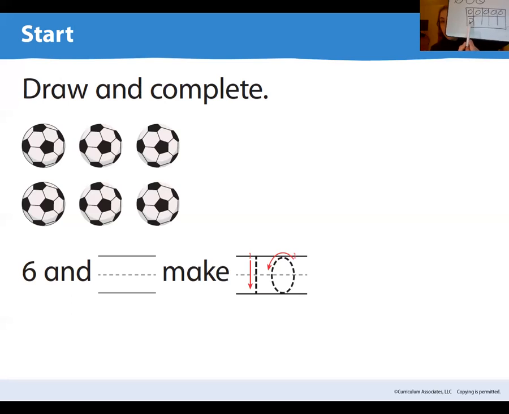Right now we have, it looks like 1, 2, 3, 4, 5, 6 soccer balls. So 6 plus what equals 10? I'll give you guys a second to try to work through that on your own while I draw through mine over here.